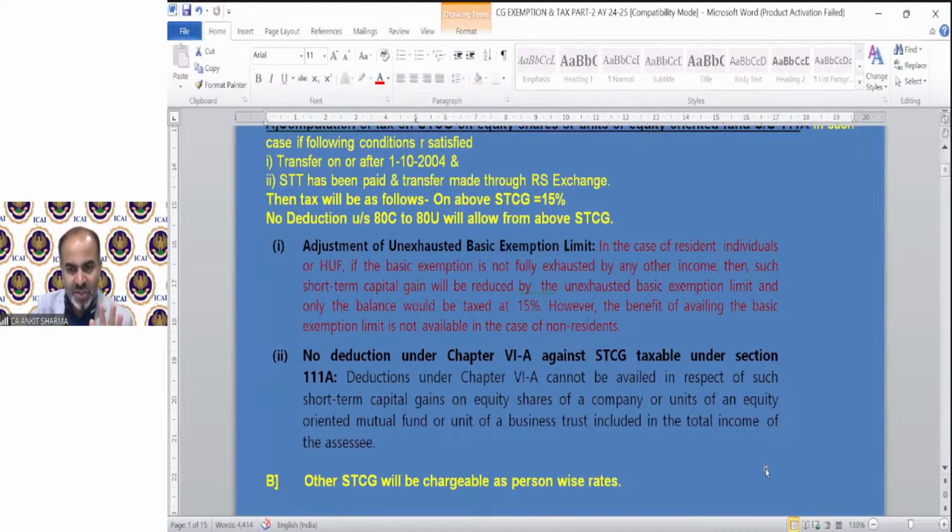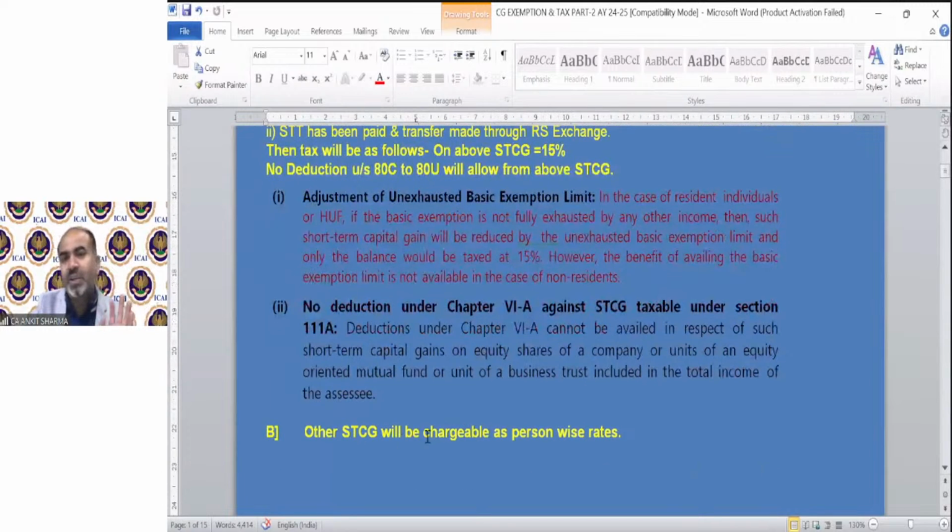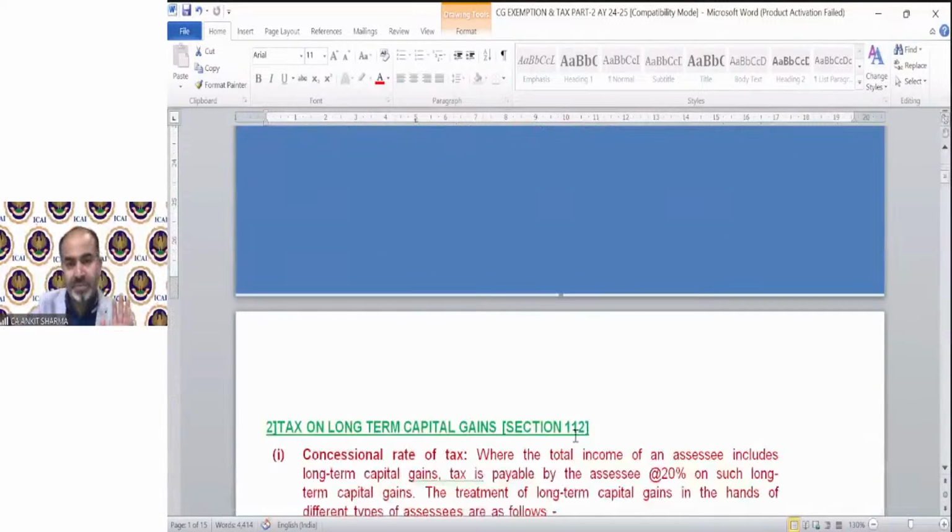Just be patient. Just stay with me. I'll make a diagram, a very simple diagram, to help you understand all the provisions of this. Just relax. Other short-term capital gain will be chargeable at the person-wise slab rate.